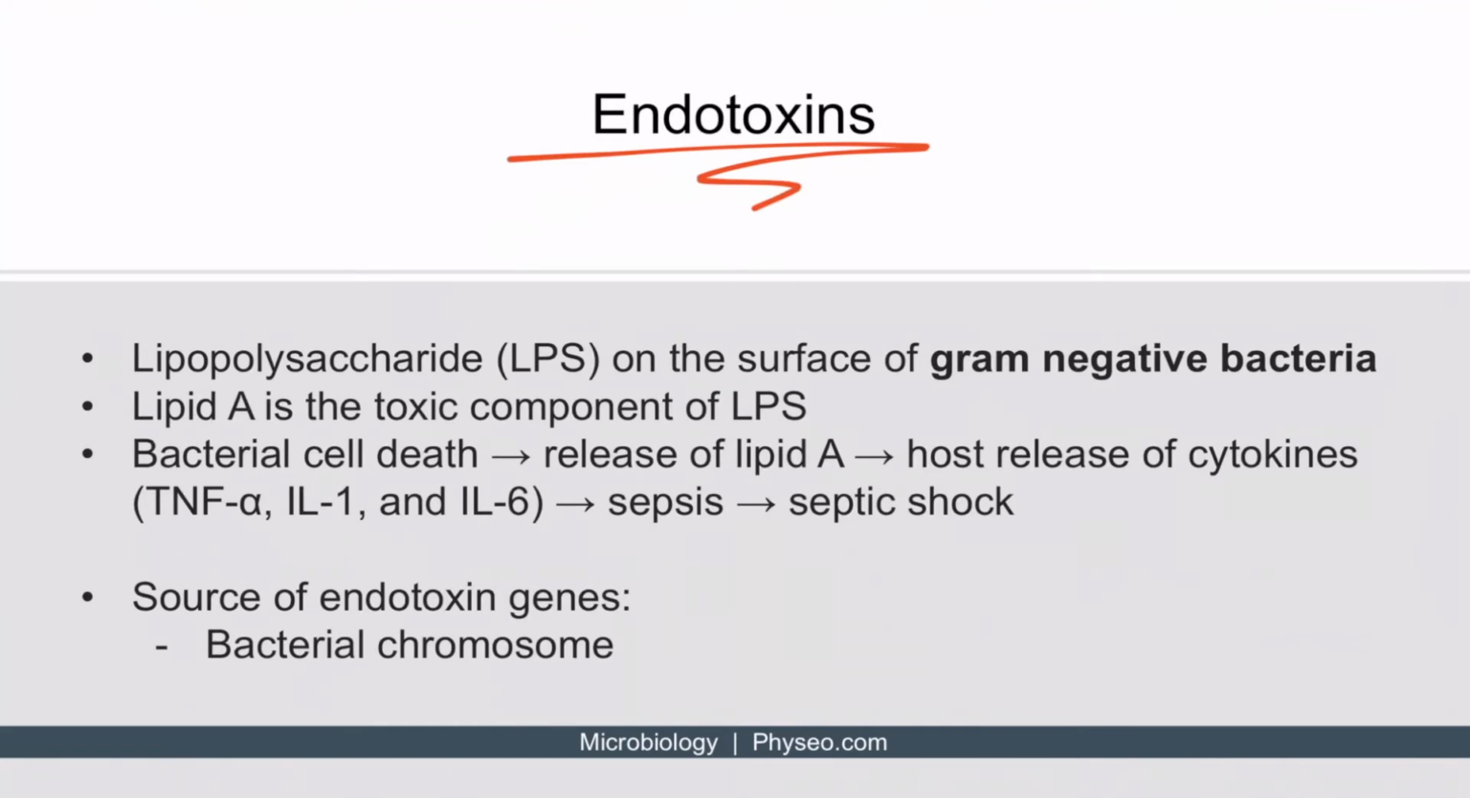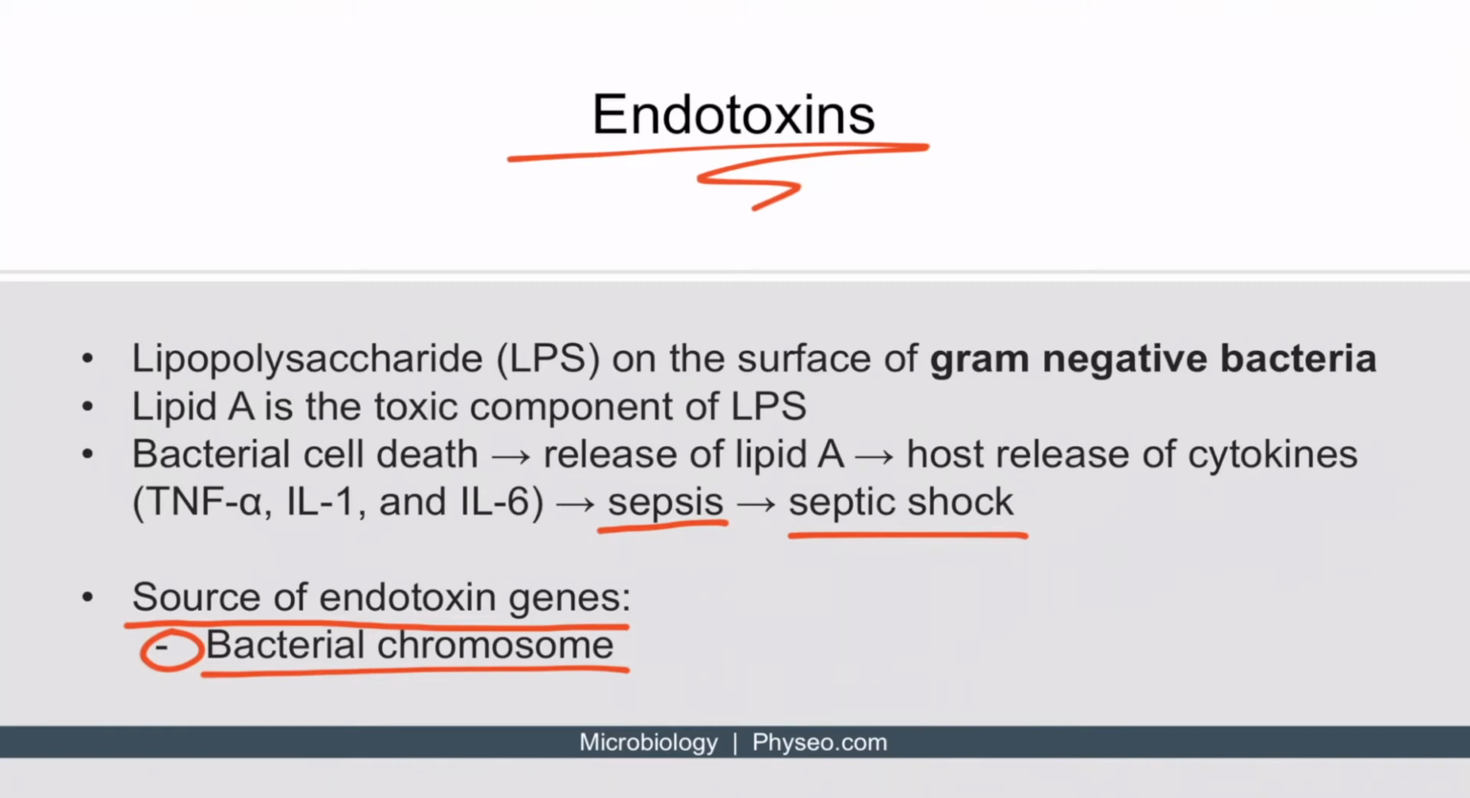We just mentioned that they can cause sepsis and septic shock, but it's important to know that the source of these endotoxin genes is the bacterial chromosome, which is fairly intuitive. It's where you would expect all bacterial genes to come from. However, it's important to know that endotoxin genes come from the bacterial chromosome when you start thinking about exotoxin genes, because exotoxin genes can and often do come from places other than the chromosome. But we'll get to that later.